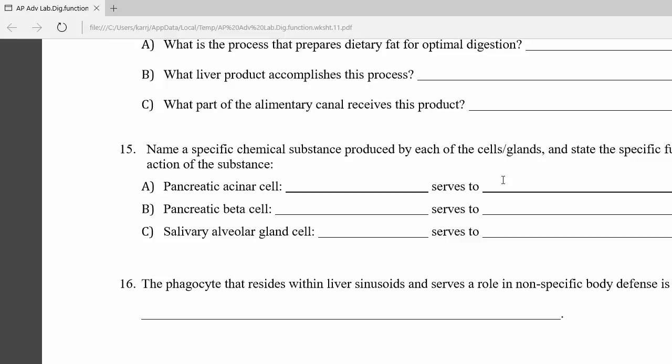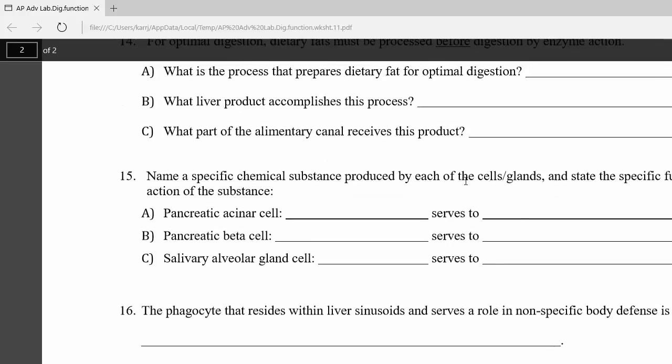And number 16, that phagocyte that resides in the liver sinusoids, helping with the immune system attack. Kupffer cells. Any questions on the lab worksheet? All right.